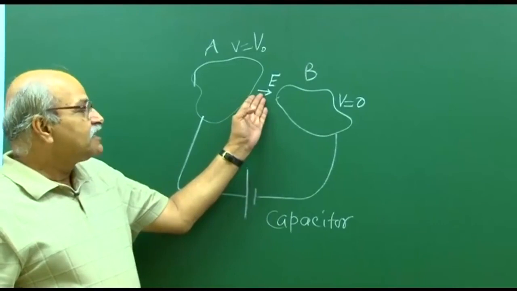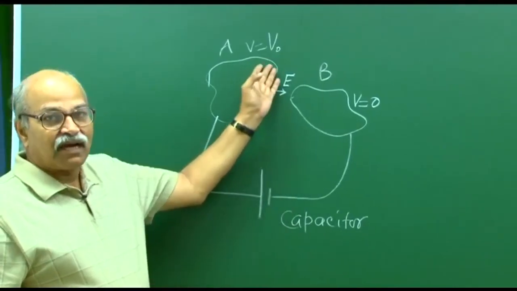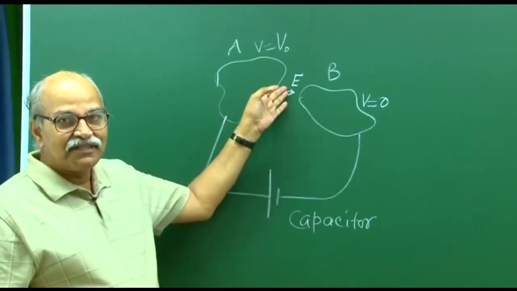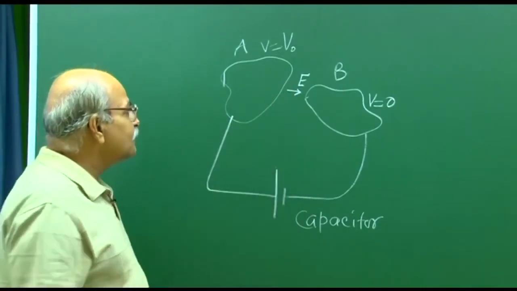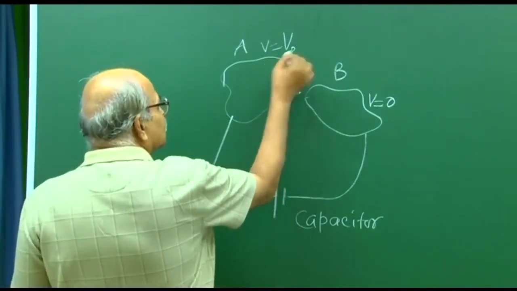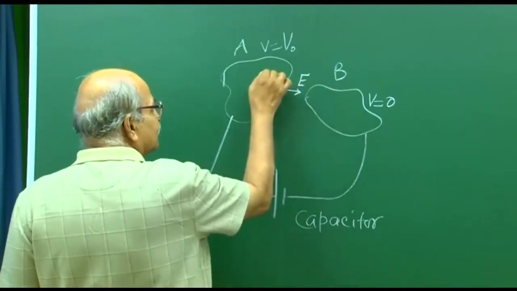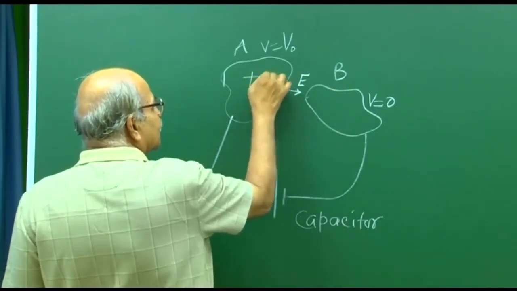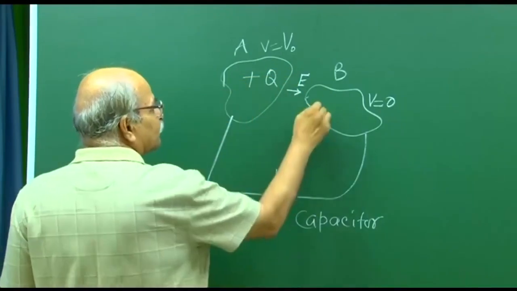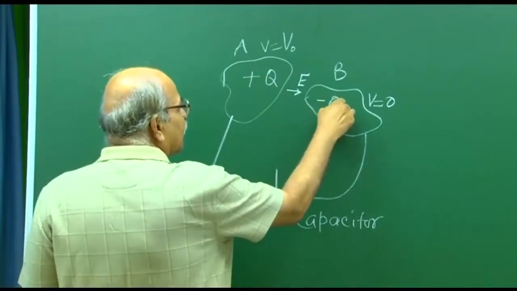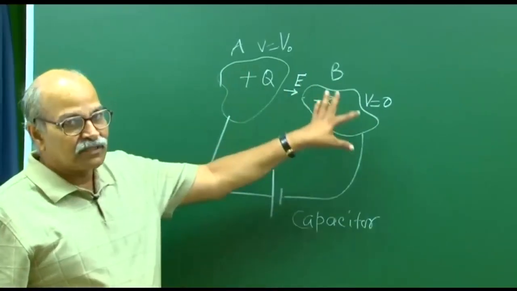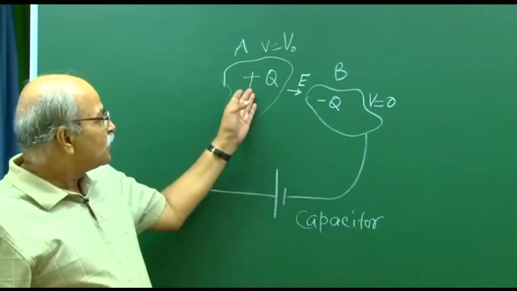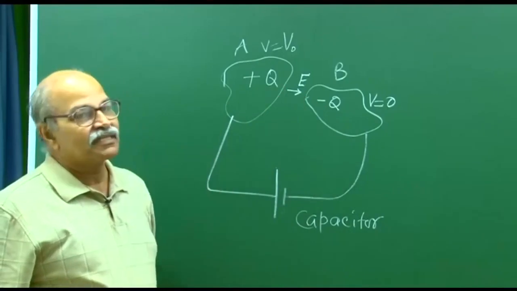And if the electric field is there, you must have charges which are producing this electric field, and so by connecting it to this cell, you bring some charges on the conductors. On this conductor, let us say we bring plus Q charge, and on this conductor we bring minus Q charge. Everything is neutral, it is only the redistribution of charges. So, if plus Q appears here, minus Q appears here.